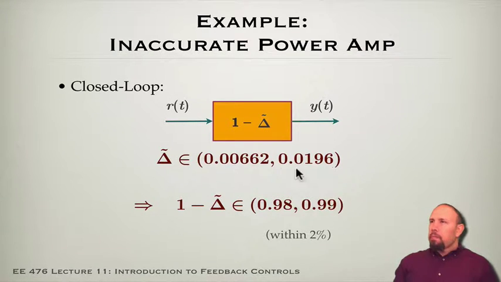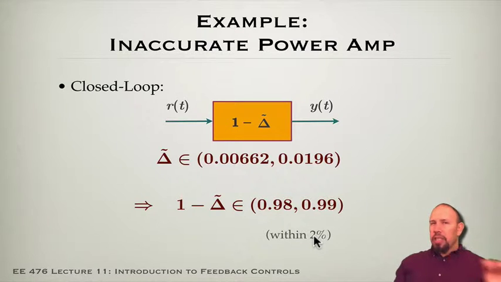For delta between minus 0.5 and 0.5, delta tilde is between 0.00662 and 0.01926. And so this quantity, 1 minus delta tilde, is between 0.98 and 0.99. Notice that these two values are within 2% of 1.